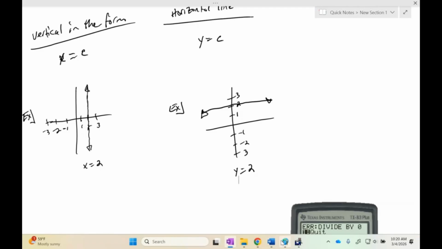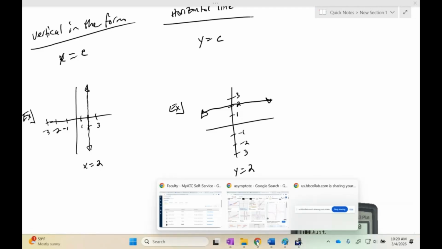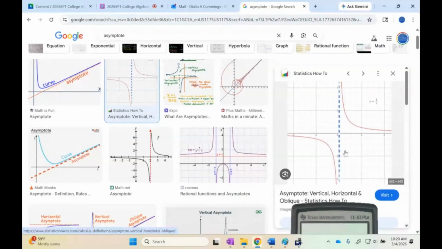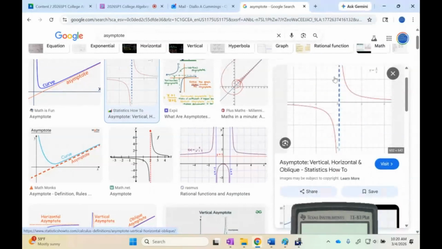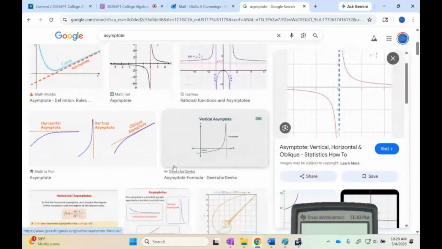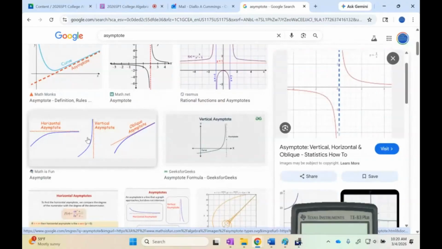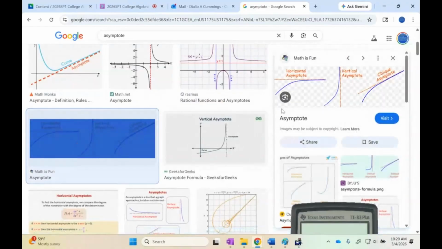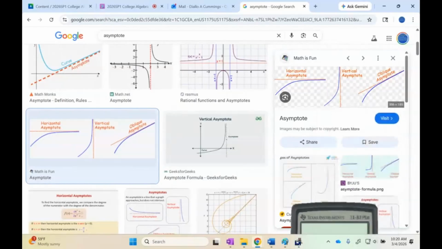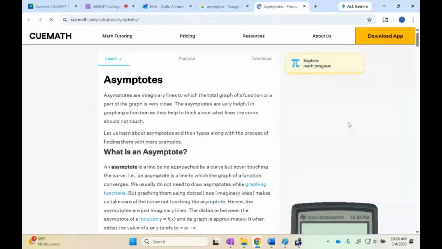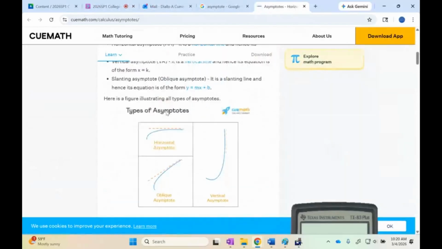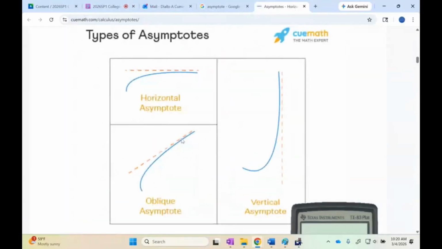So if you have a vertical line that your graph gets closer and closer to, but never actually touches, this is just an example of a vertical asymptote. Here is one. All right, so that's the vertical asymptote.